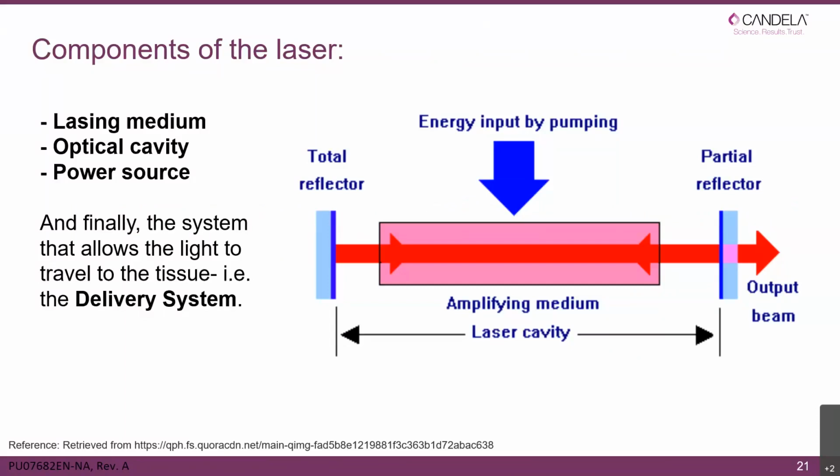So you can see we have what we call a laser cavity, and within this laser cavity, we have our lasing medium. We also have our power source, which is stimulating whatever our lasing medium is. And at each end of our laser cavity, on the left-hand side, we have a total reflector or mirror. And on the right side, we have a partial reflector, which will have a shutter in it, which allows us to deliver that laser light from the laser cavity.